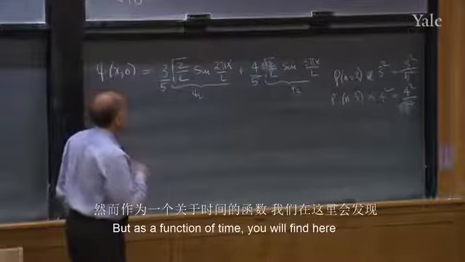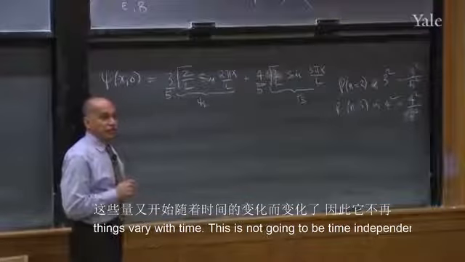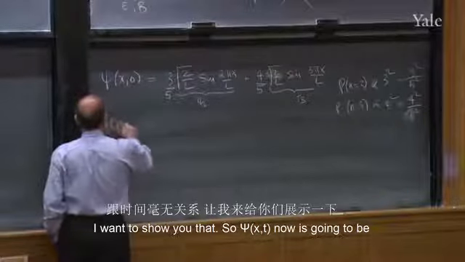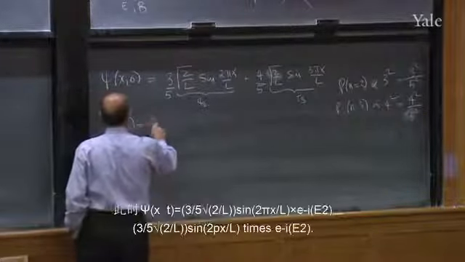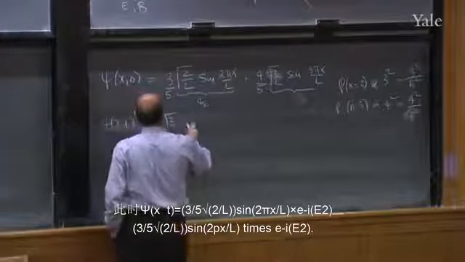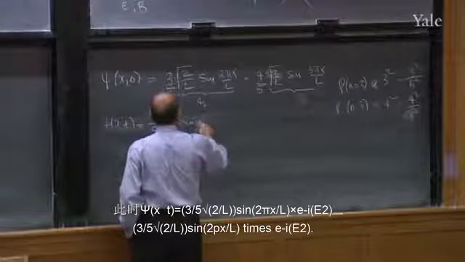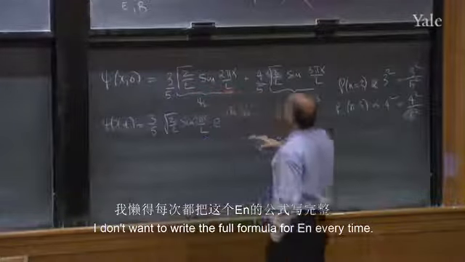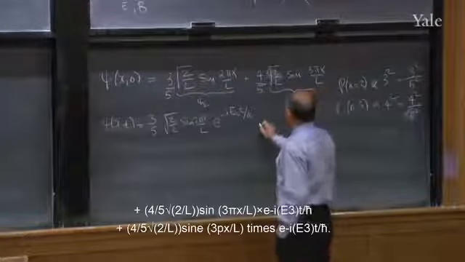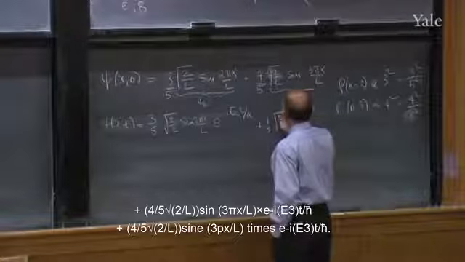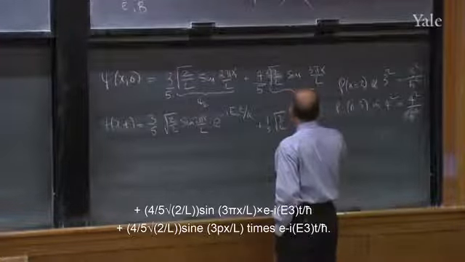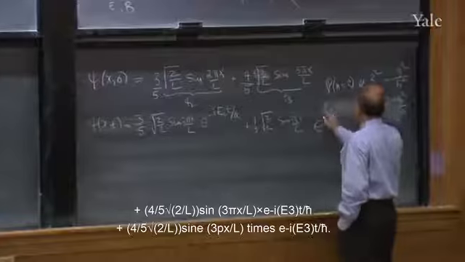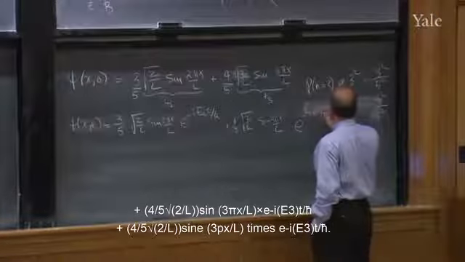But as a function of time, you will find here things vary with time. This is not going to be time independent. I want to show you that. So psi of x and t now is going to be 3/5 square root of 2/L sine 2 pi x over L times e to the minus i e sub 2 t over h bar. I don't want to write the full formula for e sub n every time, I'm just going to call it e sub 2. Plus 4/5 square root of 2/L sine 3 pi x over L times e to the minus i e3 t over h bar.